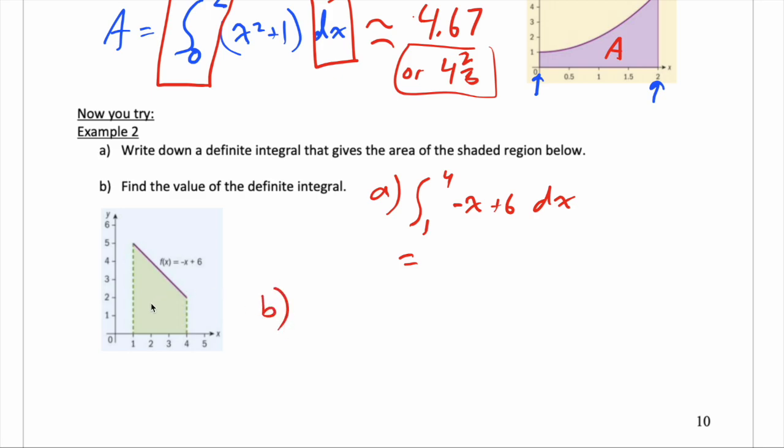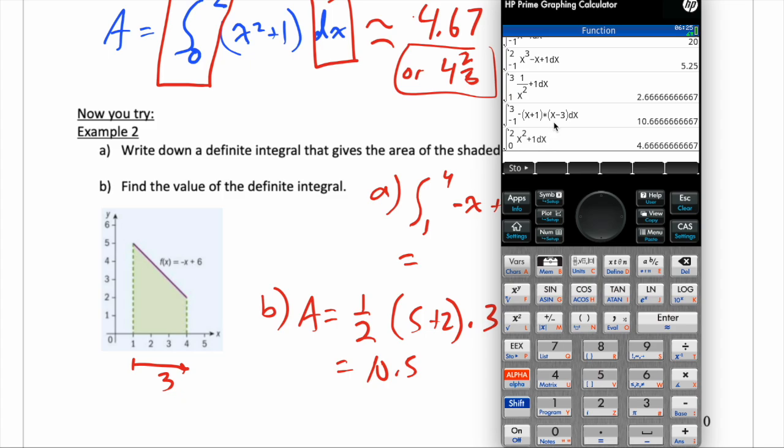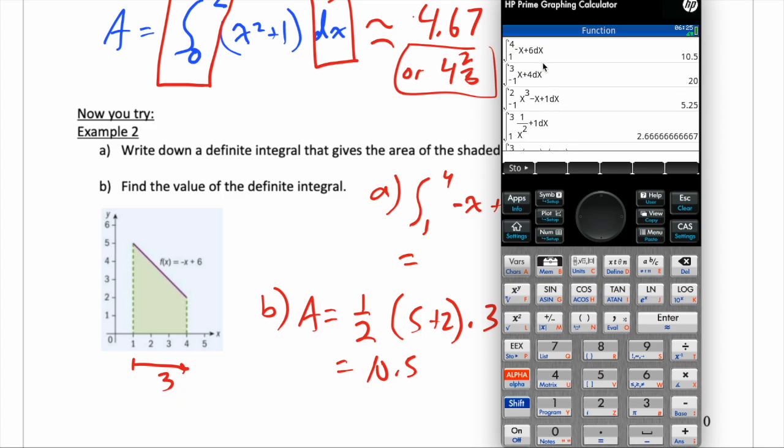You can also notice it's a trapezium, so let's do it that way too and see if they match. The length of this side is 5, and this is 2, and the height is 3. So that's basically 21 divided by 2 is 10.5. And on your calculator, I think I have that here somewhere. Yes, the integral of negative x plus 6 is indeed 10.5.